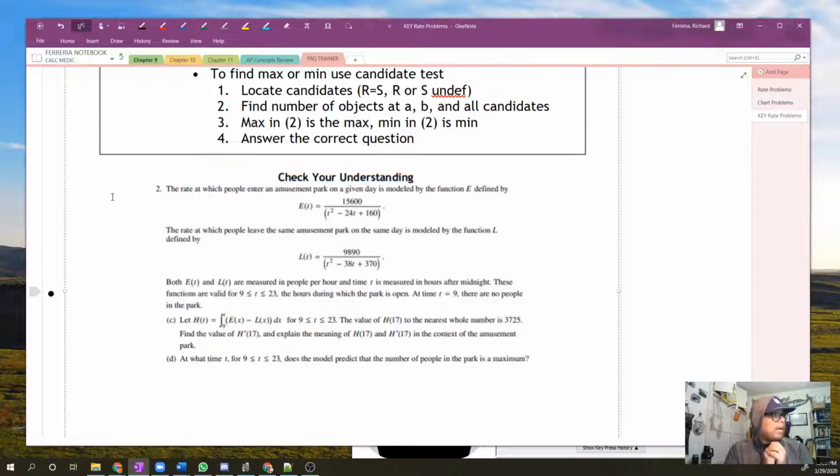Let H be that integral from 9 to t of E minus L. The value of H of 17 is 3,725. Find the value of H prime of 17 and explain the meaning of both H of 17 and H prime of 17. Well, the easiest one to do here would be to find H prime of 17. So let's find H prime of 17.